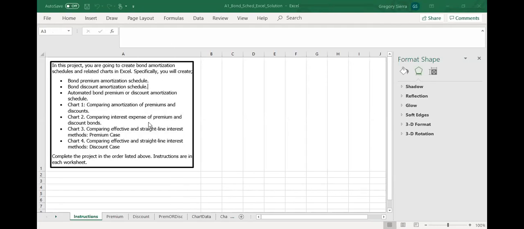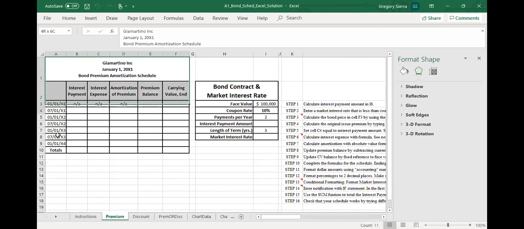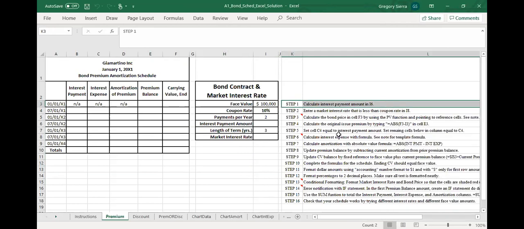So here's the instructions. I'll leave you to it. We're going to do a bunch of stuff, but it's all set out kind of in order here. So we have this schedule bond amortization for the premium case. And here are all these steps. Calculate interest payment. Interest payment equals the face value times the annual interest coupon rate of 10%. And then we're going to divide by the number of payments per year. So every 6 months it pays $5,000.